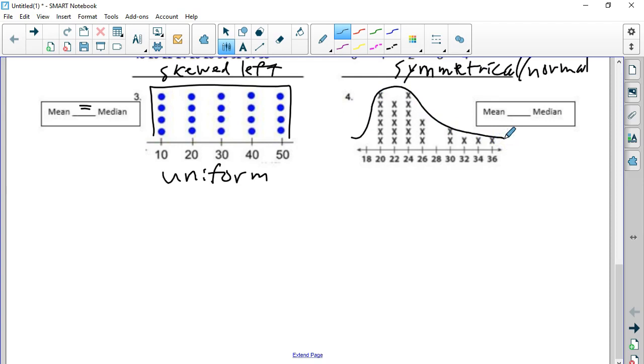If we look here, where's the bulk of the data? It's down to the left, but these 1, 2, 3, 4, 5 pieces are pulling to the right. So they're actually increasing the average and pulling to the right, so it's skewed right.